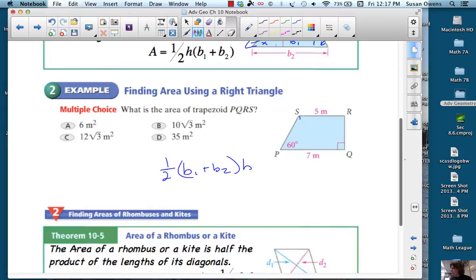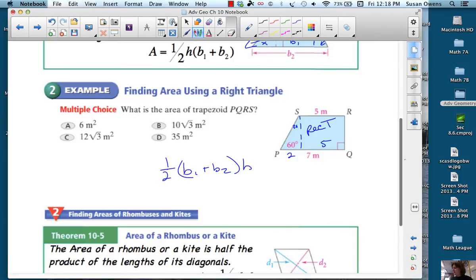So here's what I can do. I can draw in the altitude. Now I know that this right side is going to be a rectangle, which means the opposite sides are going to be congruent, which means this is 5, which makes this 2. Now I can play around with my little 30-60-90 triangle. I know that if this is 60, this is 30, so this is the short side.